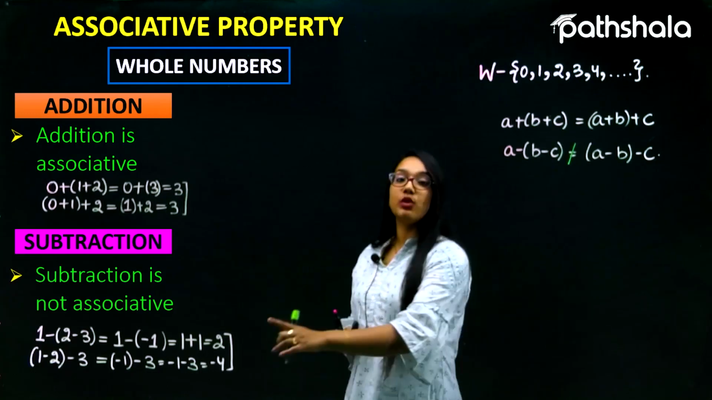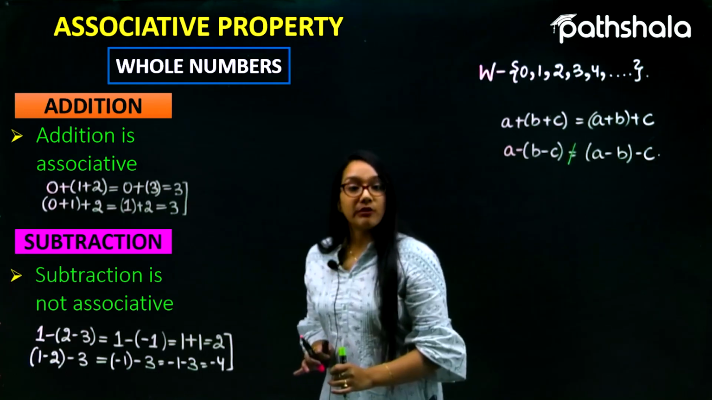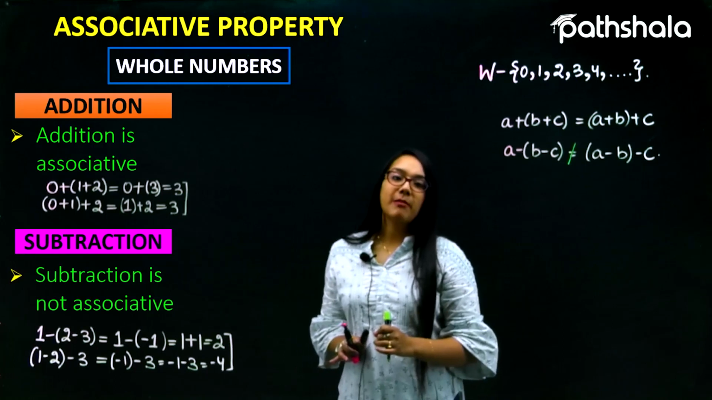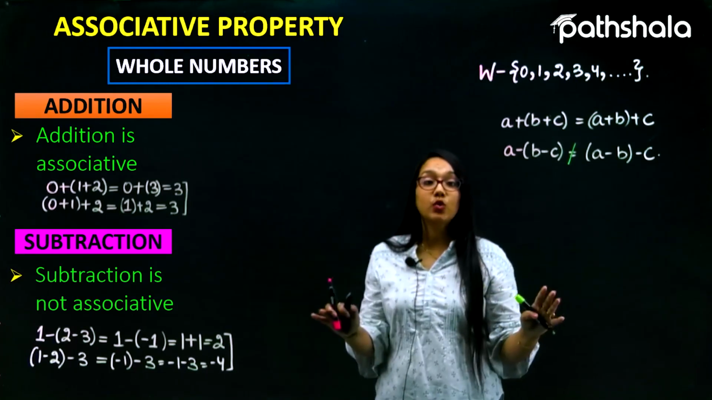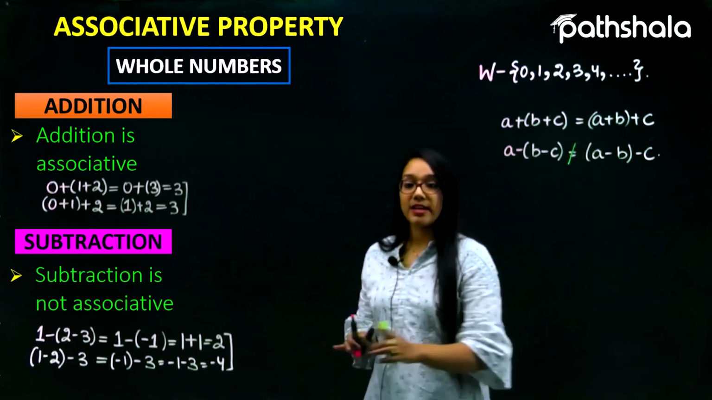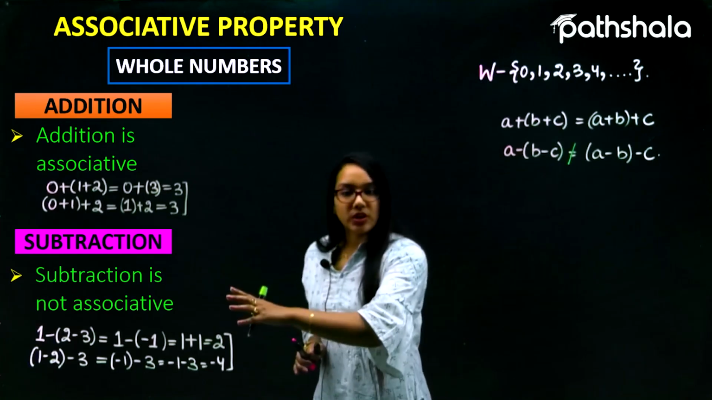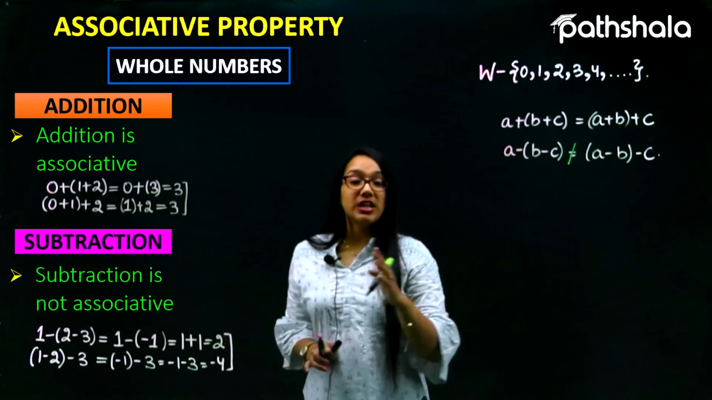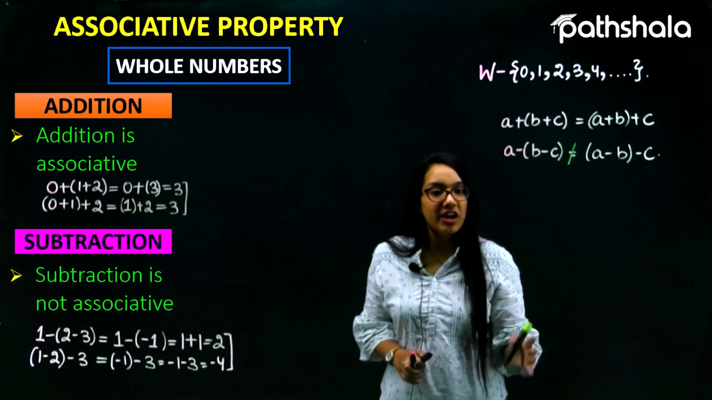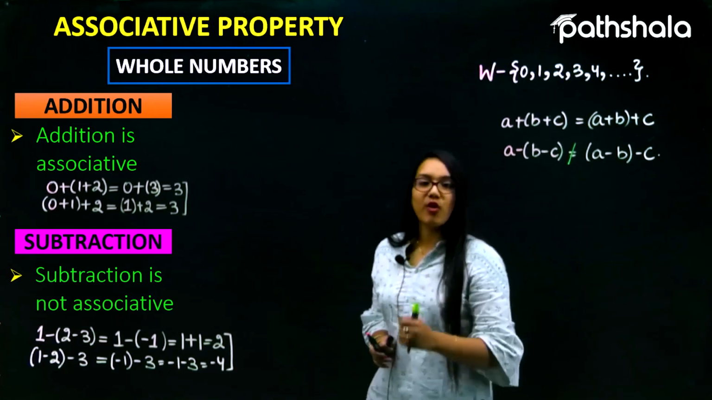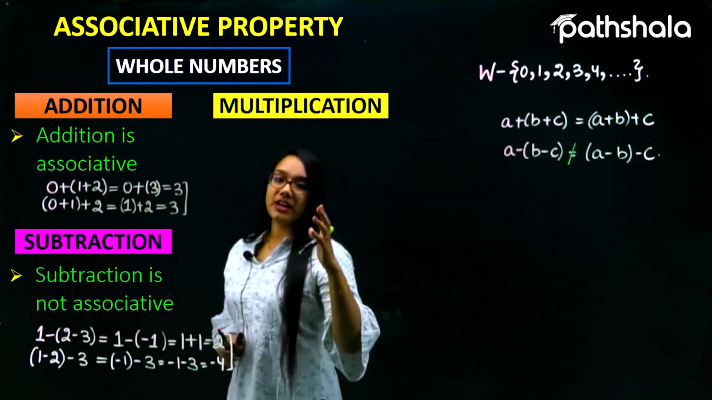Hence, subtraction is not associative in nature. Because of this particular example, we have concluded that A minus (B minus C) can never be equal to (A minus B) minus C. So this shows that subtraction is not associative in nature. Let's just move on further towards multiplication.